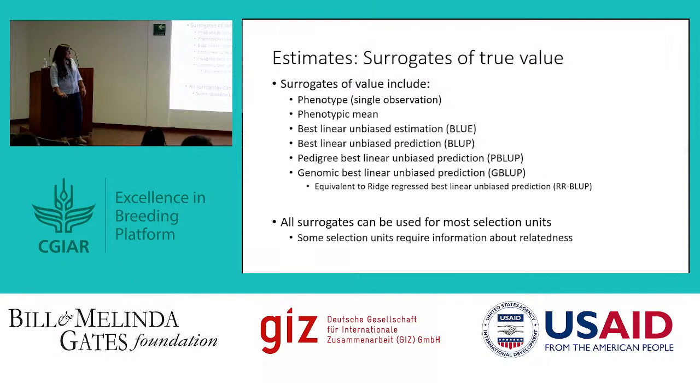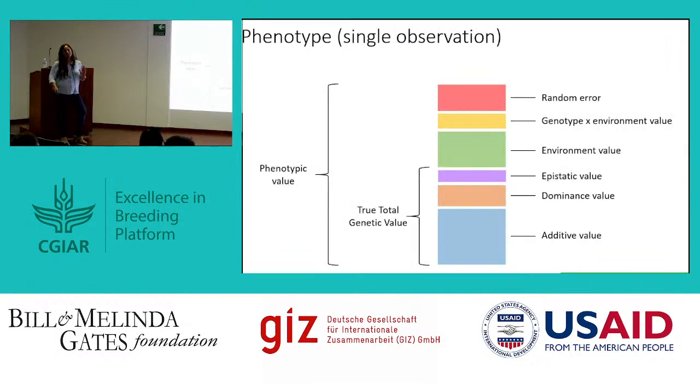I think all surrogates can be used for most selection units. Some require information about relatedness, and so forth. So let's go through some of the pros and cons of each of these. This is just a refresher. I know a lot of you know this way better than I do.